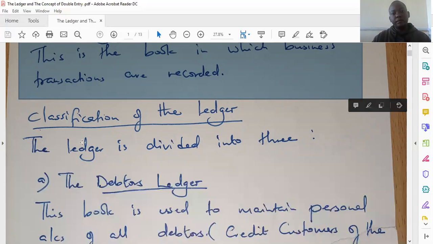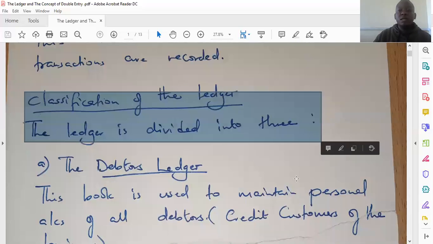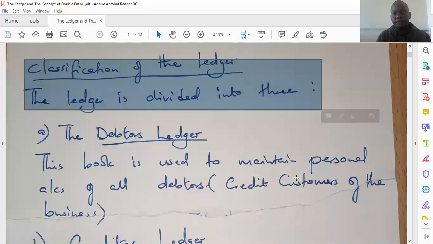Next, we look at the classification of the ledger. So the ledger, in most cases, is divided into three. Normally, for big organizations with numerous transactions, it becomes necessary to split the ledger into three so that it becomes easy to record those numerous transactions. So it becomes necessary to divide the ledger into three parts.